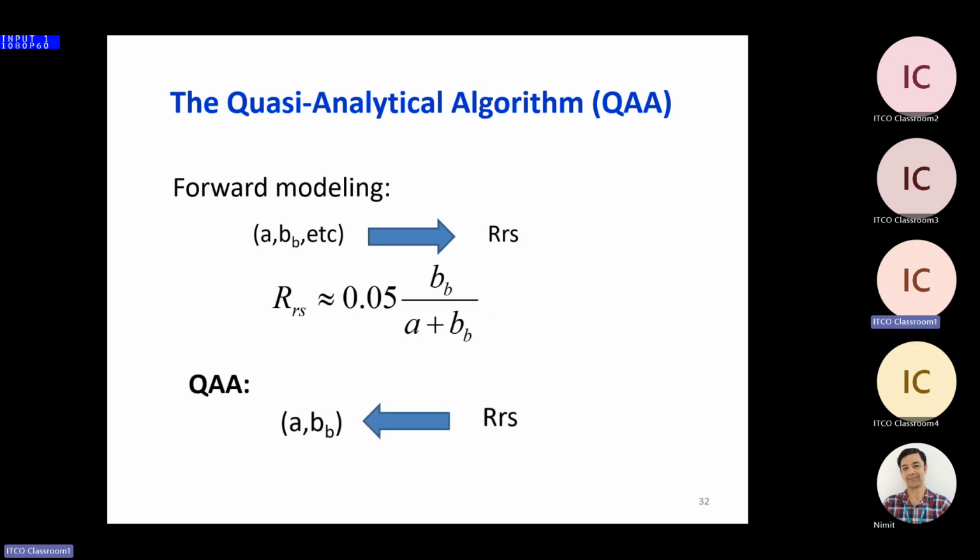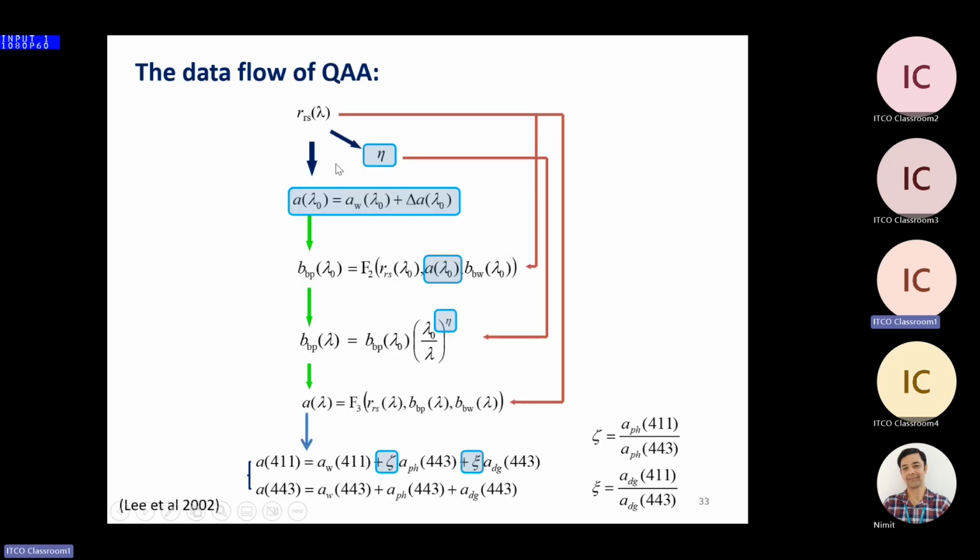Then we do inversion. What is inversion? Here is the arrow from A and BB to RS. Inversion is simply reversing this arrow. So reversing the arrow, from RS we get A and BB. That's the so-called QAA. The data flow of QAA is that from the above-surface remote sensing reflectance, we can convert to the below-surface remote sensing reflectance. From that RS, we can get eta, the power law coefficient for particle backscattering.